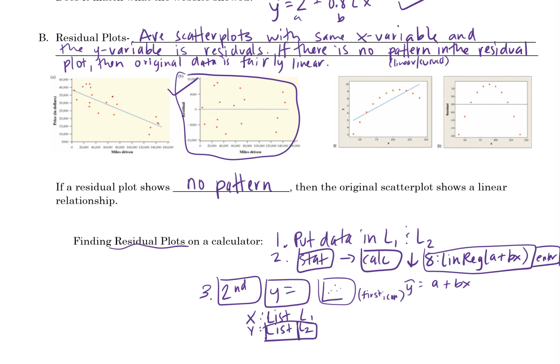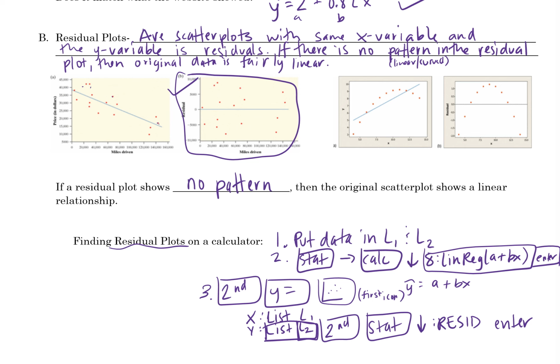So scroll down to where L2 itself is highlighted, and then you are going to press second, and press Stat, and it should say List on top, and you are going to scroll down until you get to the word Resid. And yes, that is Resid for residual. Some of you, Resid is going to be the very first thing you see. Others of you, you're going to have to scroll all the way down until you see Resid, and that might be the 8th or 9th option for you. Once you get to Resid, you are going to press Enter.